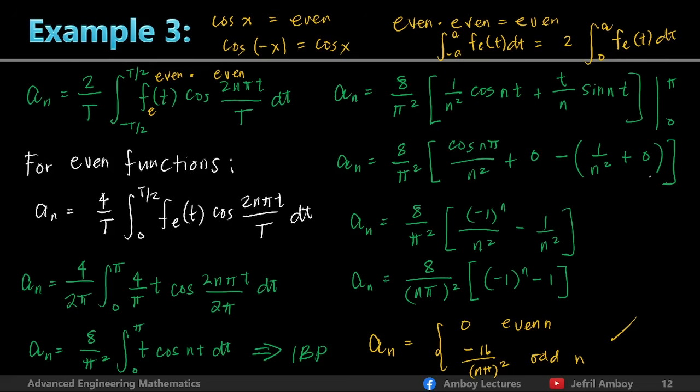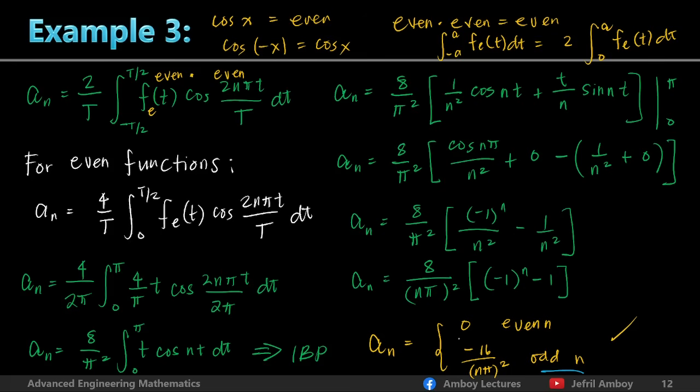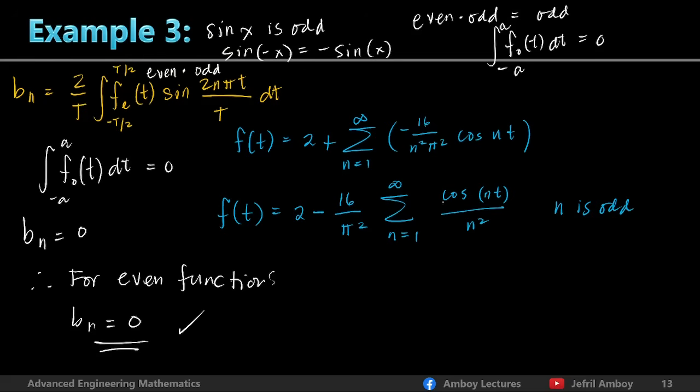However, may nabanggit tayo kanina dito na yung An ay non-zero lang kapag mayroon tayong odd values ng n. So, hindi na natin isasama yung even. Kaya dito, ilalagay natin na n is odd. Okay? So, tandaan ha, we now have f of t equal to 2 minus 16 over pi squared times the summation of cosine nt over n squared from n equals 1 to infinity. Kung saan ang values ng n dito ay odd lamang. Bakit? Kasi pag naglagay ka dyan ng even n, ang makukuha mong sagot ay 0. Bakit? Napatunayan na natin kanina, ayan, ang An ay 0 for even values of n.